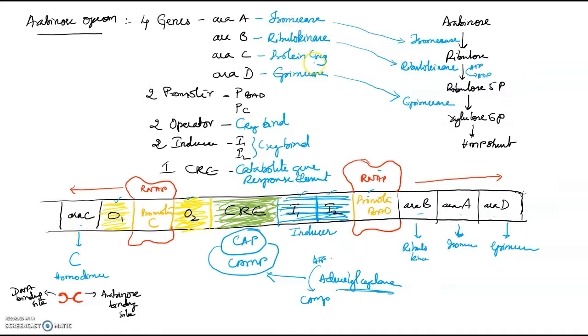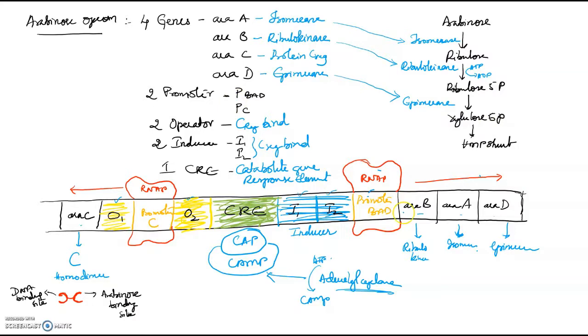Isomerase, ribokinase, protein C regulating protein and epimerase. Of this, isomerase, ribokinase and epimerase are required for conversion of arabinose to xylulose 5-phosphate, which goes into the HMP shunt.